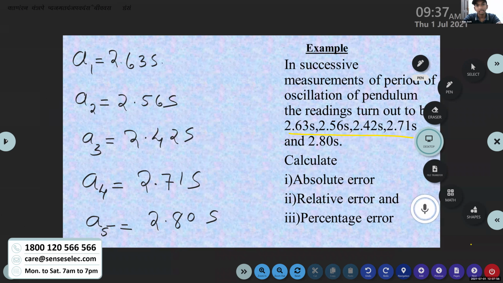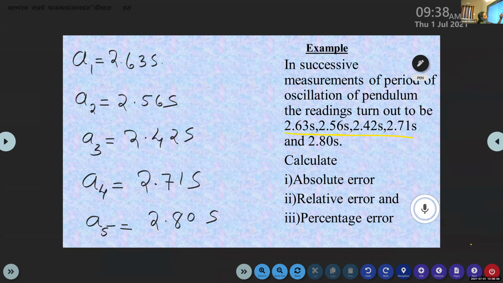Yes, the mean method. Very good. By the arithmetic mean method. Here we consider the mean value of all these measured quantities. So first of all, we can calculate the true value, or the A mean, from these measured values.